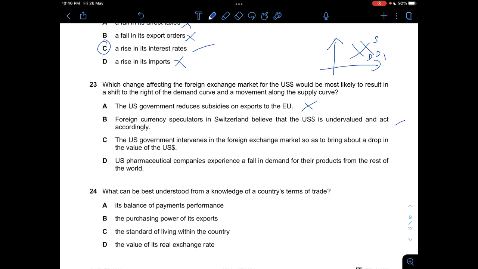C, it says the US government intervenes in the foreign exchange market so as to bring a drop in the value of the US dollar. If you drop the value of the US dollar, the supply curve will either shift to the right or the demand curve will shift to the left. So nope. And then for D, it says US pharmaceutical companies experience a fall in demand for their products from the rest of the world. If it experiences a fall in demand, then your US dollar will also experience a fall in demand. So D is not correct. So the answer is B.